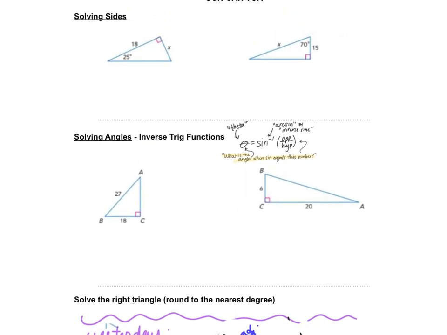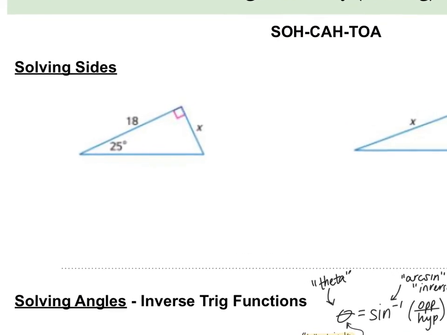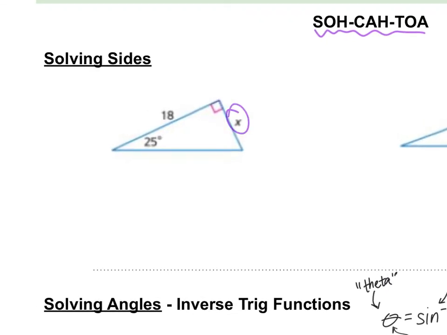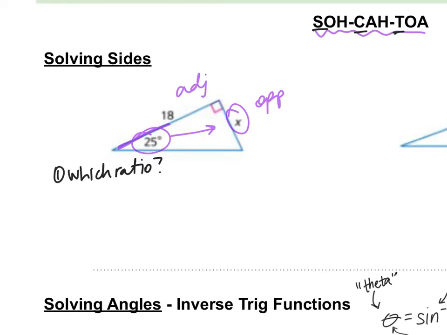Now we're going to focus on solving for missing sides and angles. We're still working with SOHCAHTOA. If we're solving for sides, first we need to figure out which ratio we actually need to use. We have 3 to choose from: sine, cosine, and tangent. I'm going to start at my angle, and I'm going to say, x is opposite my angle, and then I also have this adjacent side given. So thinking about opposite and adjacent, I know that I have to use tangent.